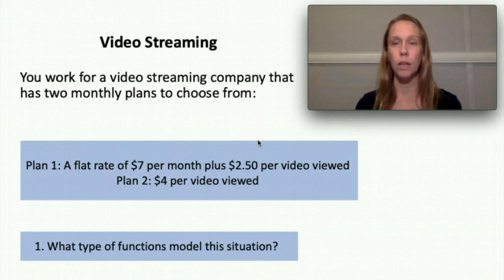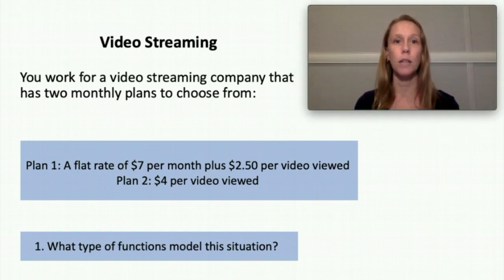On the surface, if you were shopping around for some video streaming services, it's easy to think, well, the one that has the cheaper cost per video might be the better option. But we're going to explore this a little bit and see what happens when we model these functions in some different ways. But first of all, what type of functions model this situation? They are linear because they are increasing at a constant rate. Nothing changes from month to month. They're always going to stay the same.